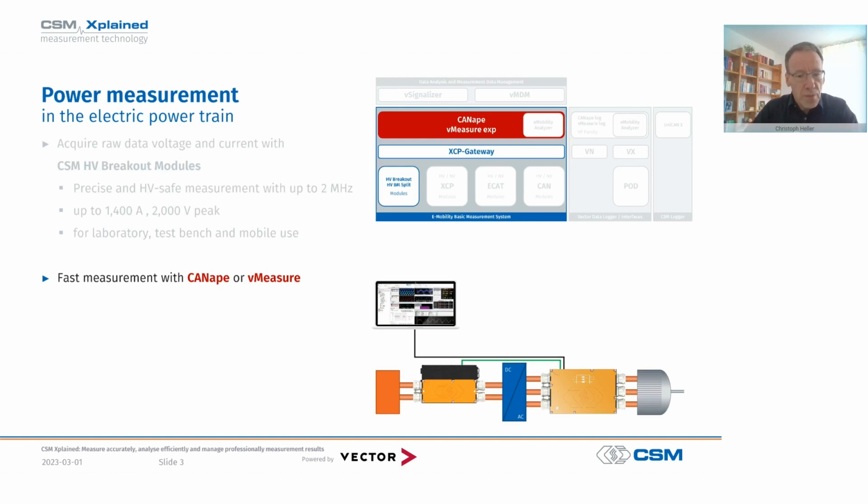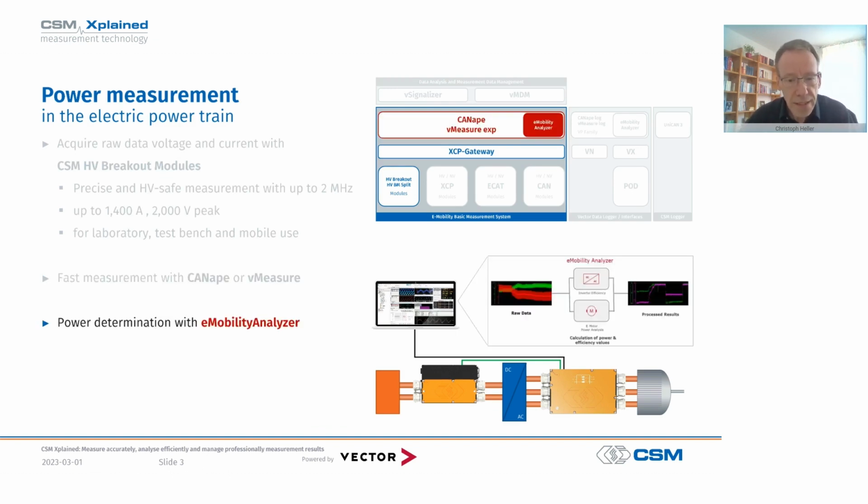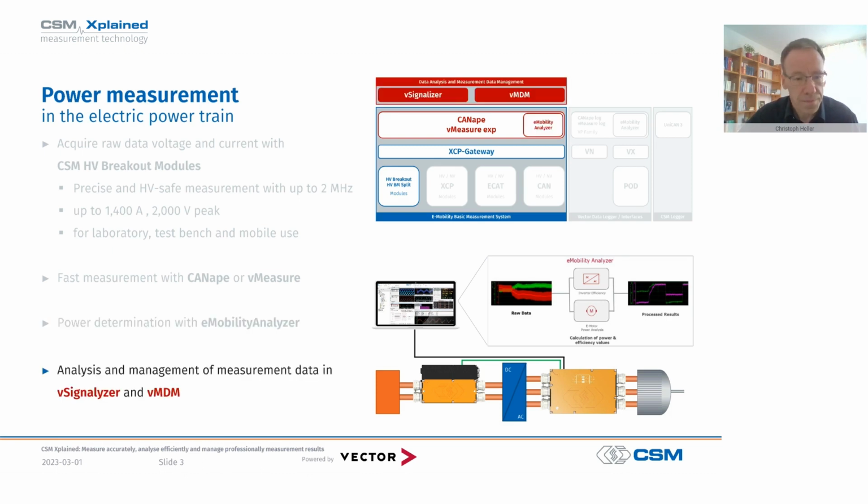Furthermore, we do the data acquisition with CANape and vMeasure and with the integrated e-mobility analyzer. As we have to analyze the inverter and the e-motor, we use here two specific functions, the inverter efficiency function and the e-motor power analysis function. And for later analysis of the measured results, we use here the offline tool, the vSignalizer, for offline data visualization, analysis, and report generation. And as we have to work with a lot of files with huge data, and if we want to exchange and collaborate with different teams, we have the vMDM system for fully automated data handling in place.